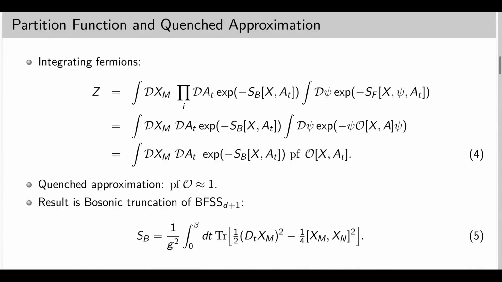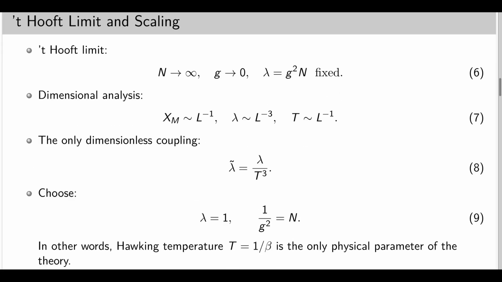Integrating out fermions produces the Pfaffian of O of x and A sub t, where O is the Dirac operator. In the quenched approximation, this is set to 1, leaving the bosonic truncation in equation 5. Equation 6 shows the 't Hooft limit: N goes to infinity, g goes to 0, with lambda equals g squared N fixed. This is the limit in which this matrix quantum mechanics describes quantum gravitational effects.